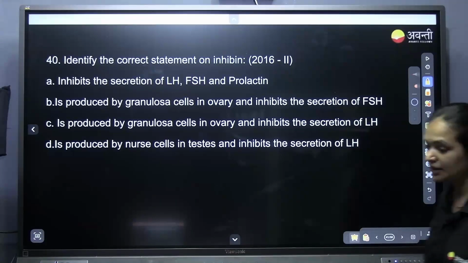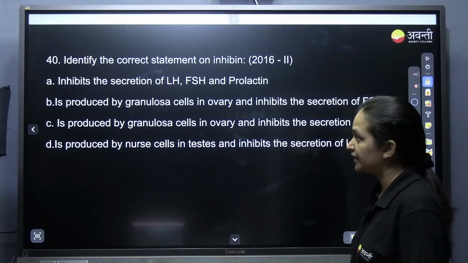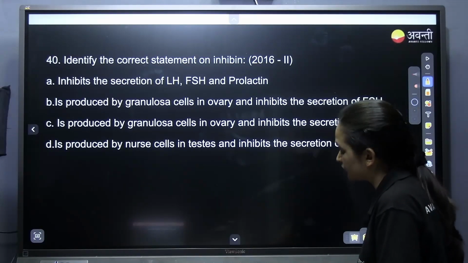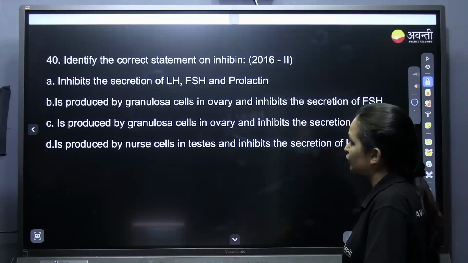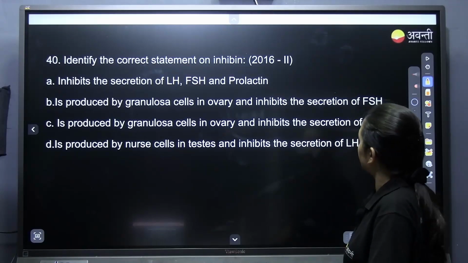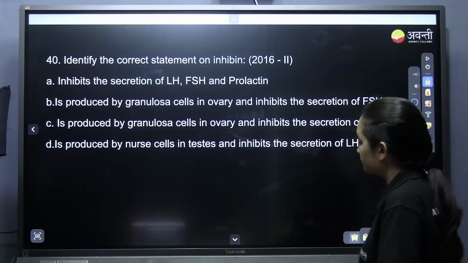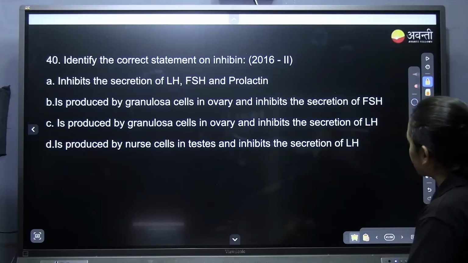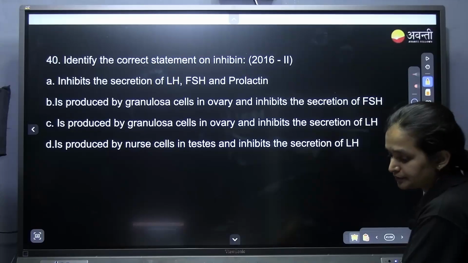Identify the correct statement on inhibin. What inhibin does? Actually it inhibits the release of FSH. Inhibits the secretion of LH, FSH and prolactin. It is produced by the granulosa cells. It is produced by the, to inhibit the secretion of FSH. It is produced by the granulosa cells in ovary and inhibits the secretion of LH. Is produced by nerve cells in testis and inhibits the secretion of LH. 40.